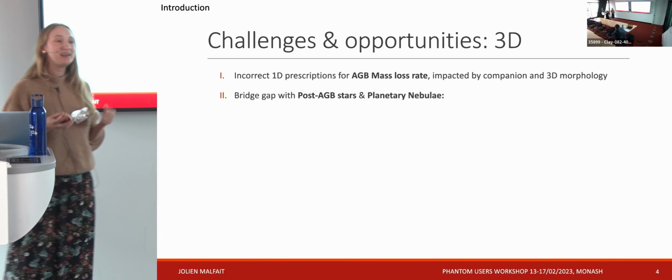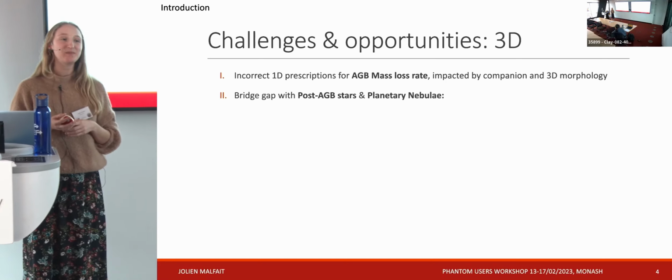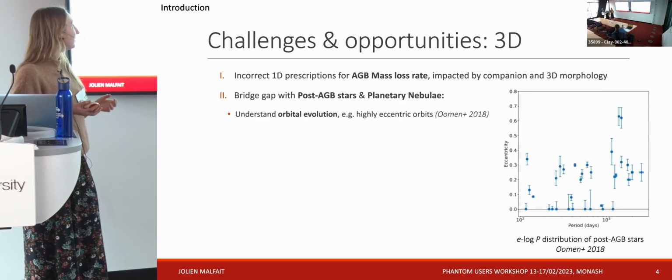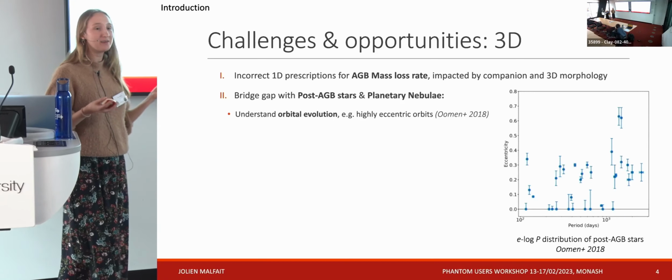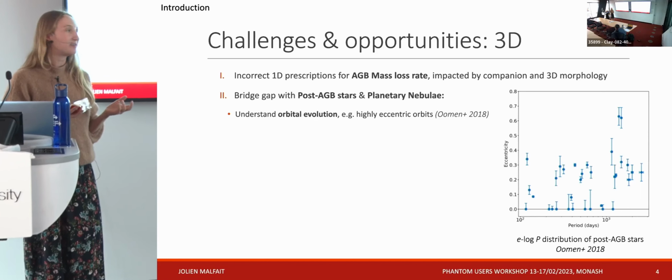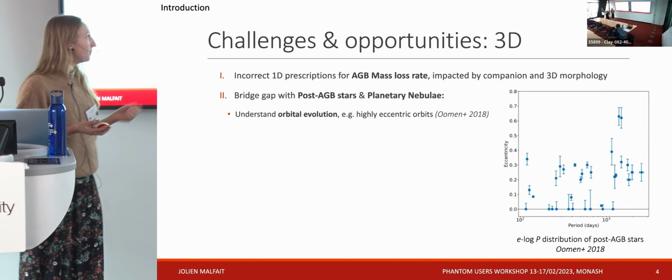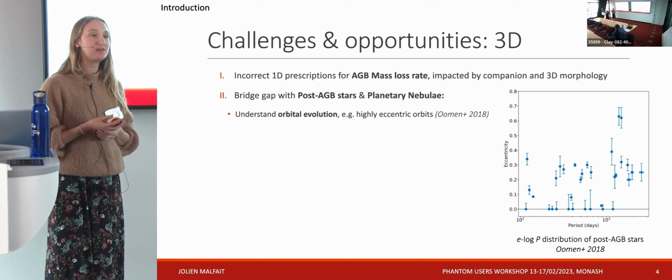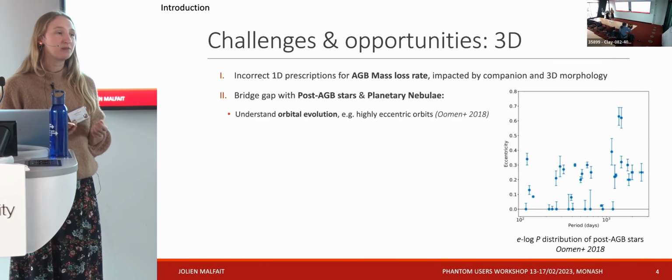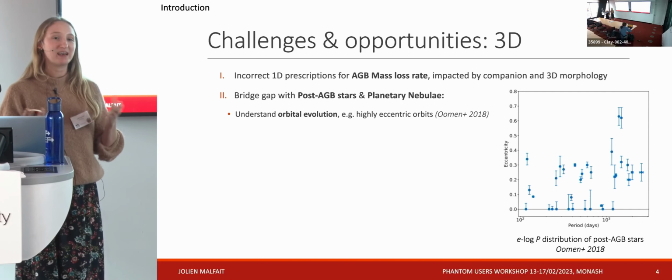Secondly, this also gives us the opportunity to bridge the gap with post-AGB stars and planetary nebulae. At first, one big goal is that we actually want to understand the orbital evolution of these binary systems. For example, in post-AGB stars, we see that there are many highly eccentric binaries, and we don't understand how these orbits get there, how they are formed.